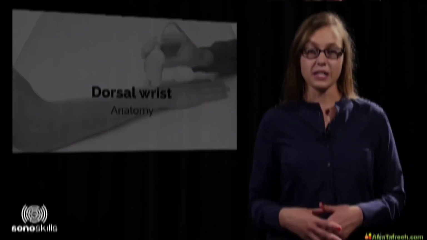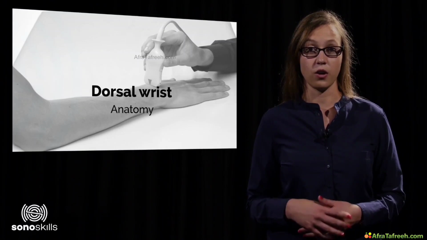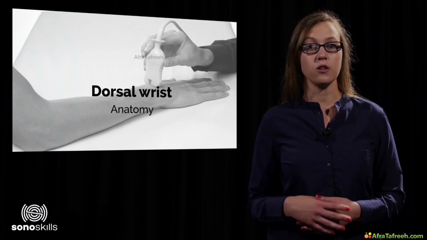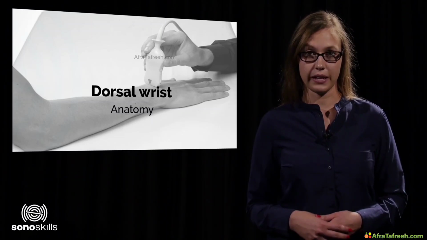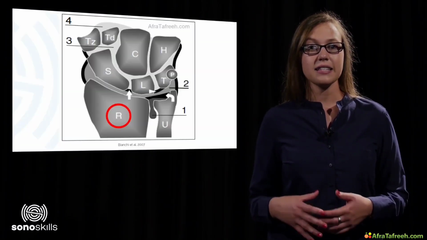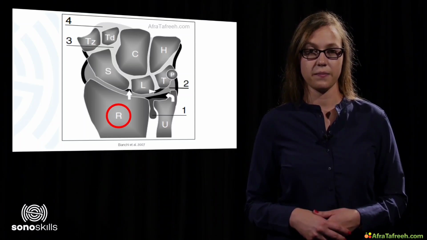The goal of this presentation is to discuss the dorsal wrist anatomy of the carpal bones, the scapholunate ligament, and the triangular fibrocartilage complex. This is a schematic drawing of carpal bones and wrist joint spaces.